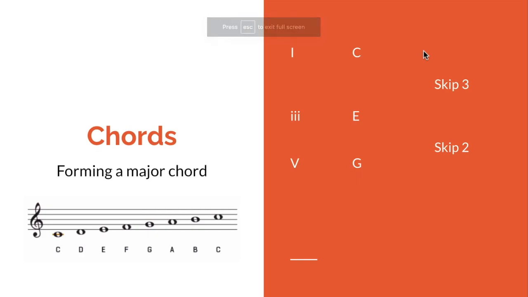So how do we know what notes to play in our chord? We know, hopefully, that a chord is several notes played together, okay? We just take a bunch of notes and we play them together. A melody or a scale is a bunch of notes played one after the other. A chord is a bunch of notes played together.